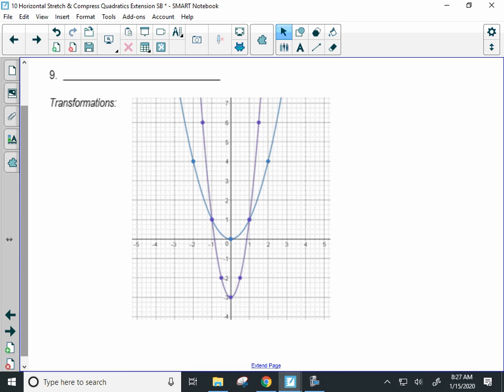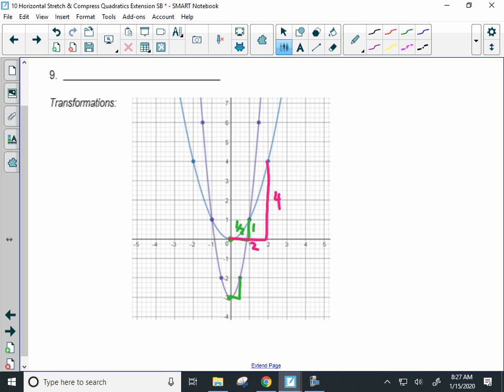The first thing I notice is that it's skinnier. So we need to decide how this graph is skinnier. Compare it to the parent function. My parent function here, I go out 1, up 1. On this new graph, it looks like I go out a half, up 1. Let's check another point just to be sure. My parent function goes out 2, up 4. Okay, and this first one was out a half, up 1.